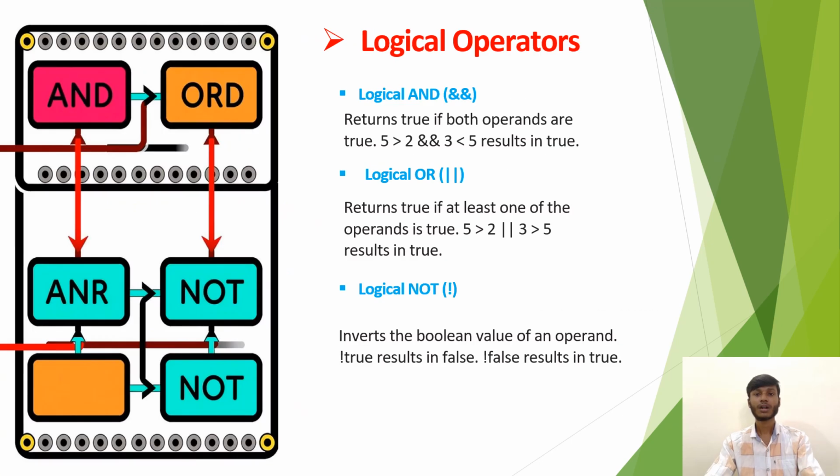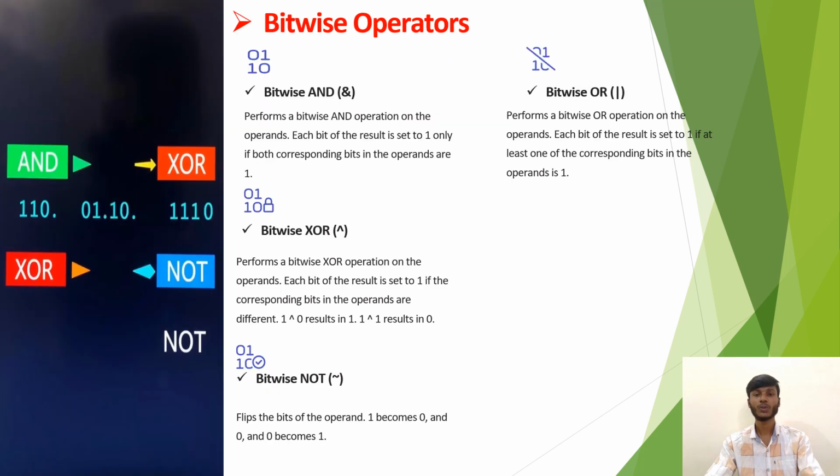Logical operators. Logical AND returns true if both operands are true. Logical OR returns true if at least one operand is true. Logical NOT inverts the boolean value of an operand: true results in false, false results in true.